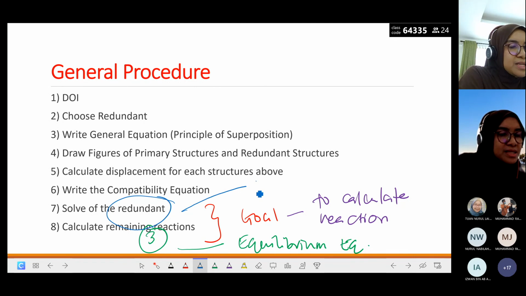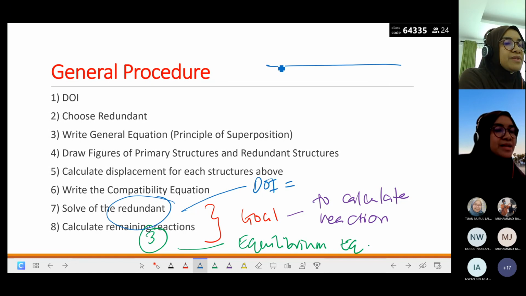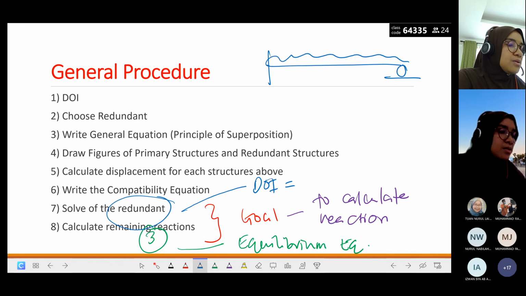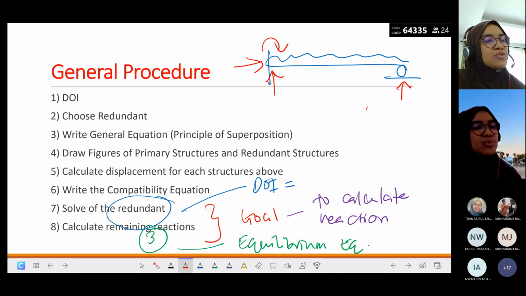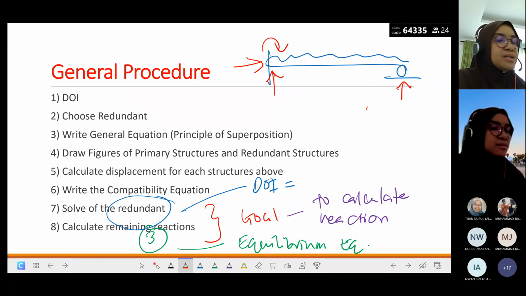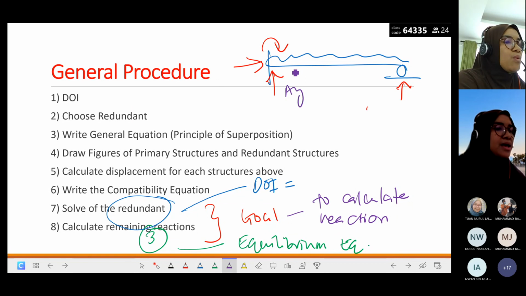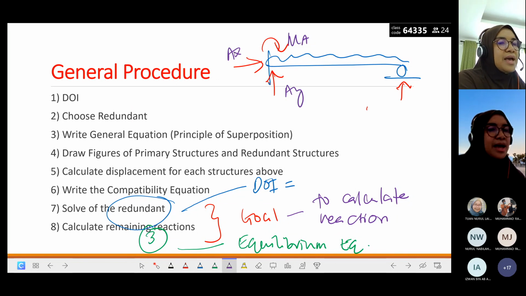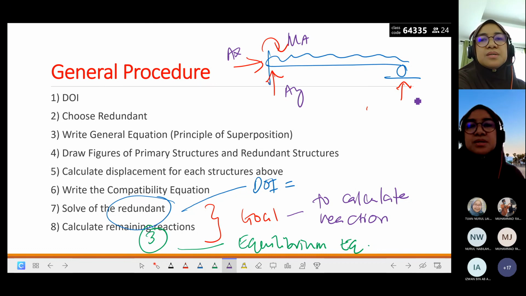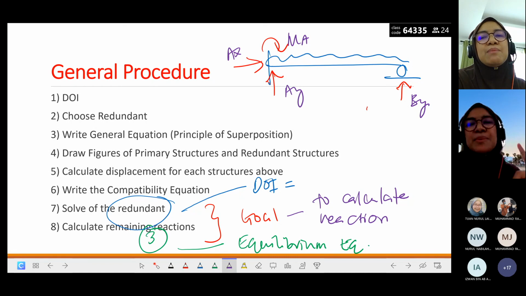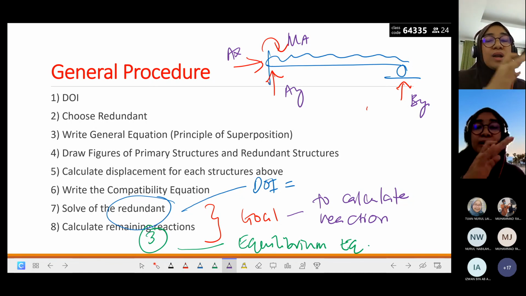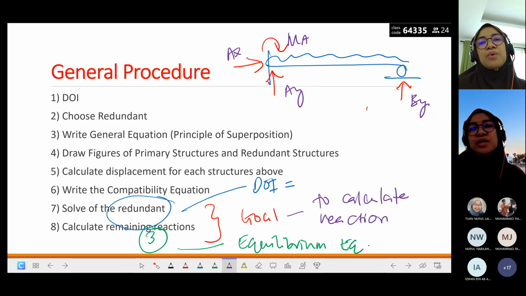on the degree of indeterminacy. For example, if we have this beam with UDL, by looking at the support, we draw the free body diagram. And from this, we know that there are 4 unknown reactions: AY, AX, and MA, as well as BY. From these 4, only 3 can be determined using equilibrium equation.